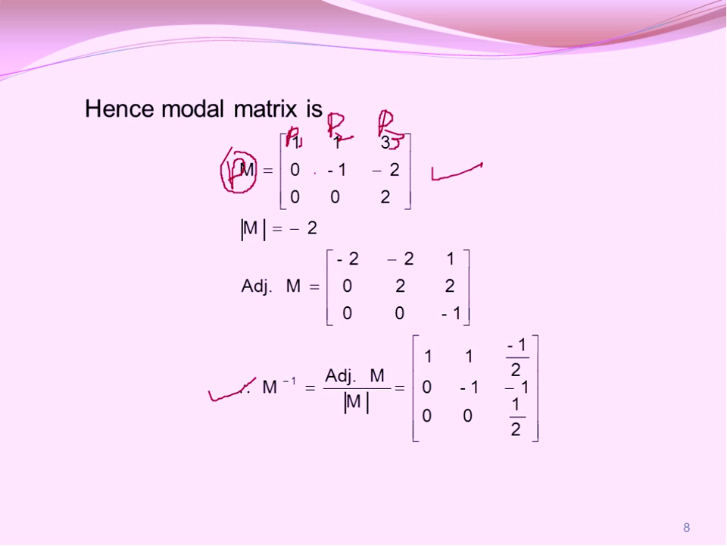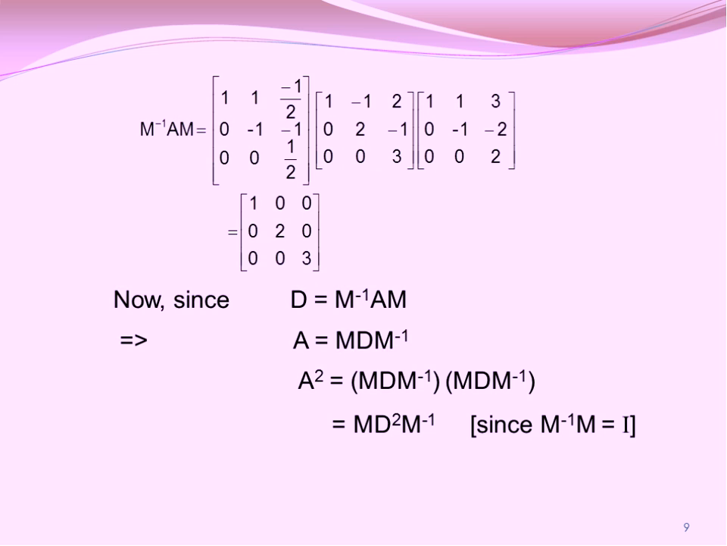Now to find the inverse, there are several methods, such as the row reduction method and many others. Here we use the adjoint method. This is the formula to find the inverse.